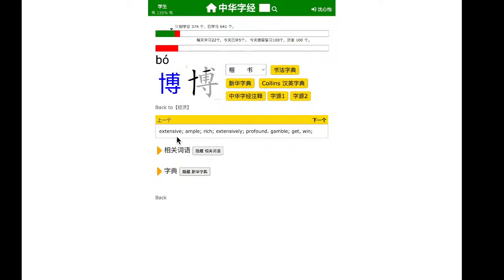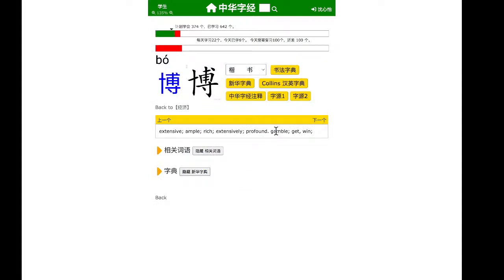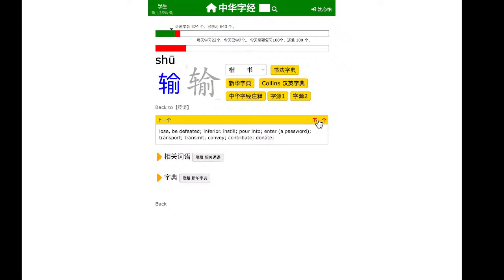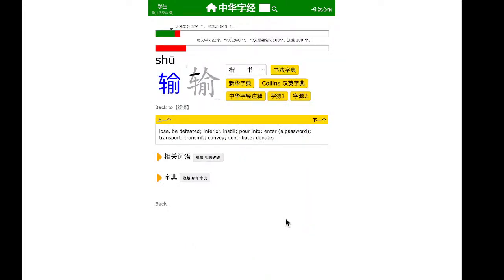博 means extensive, ample, rich, profound. It also refers to, especially when you put it together with this next word, 赌, which means to gamble or to bet. 赌博 together means gambling. And usually it's in that order. It's usually called 赌博, not 博赌. But I guess this is like poetic license.